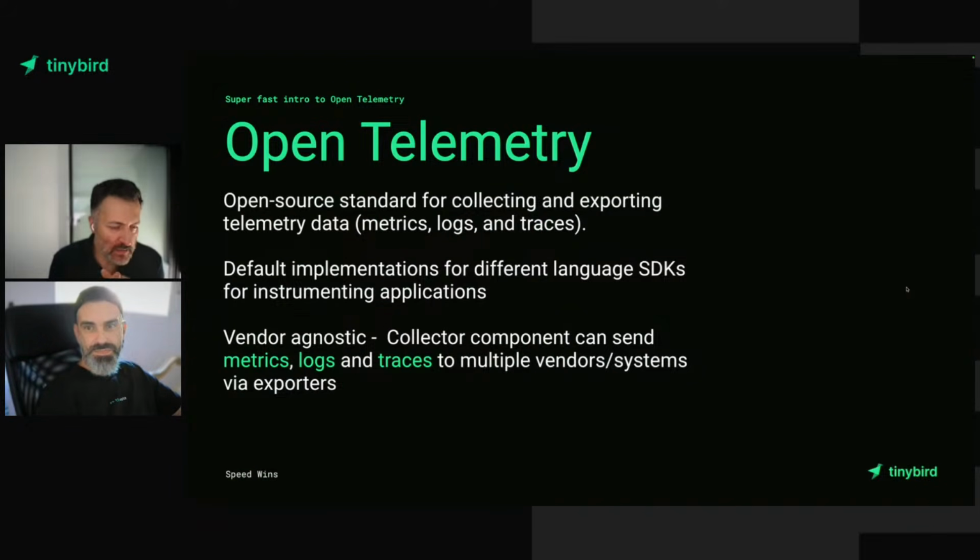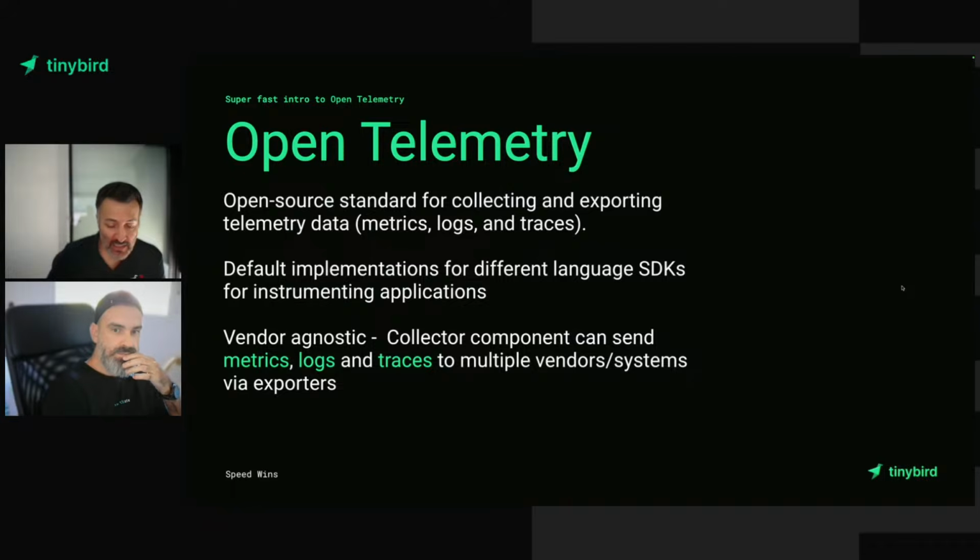Essentially, OpenTelemetry is an open source standard for collecting and exporting telemetry data. It has three main constructs, which are metrics, logs, and traces, which we're going to talk about. It has default implementations for different language SDKs that you can use to instrument your application. So if you're working on Python, you have a Python SDK, you can very easily start instrumenting applications to capture metrics, logs, and traces. Or if you have JavaScript or Go or whatever, there are multiple SDKs to do that.